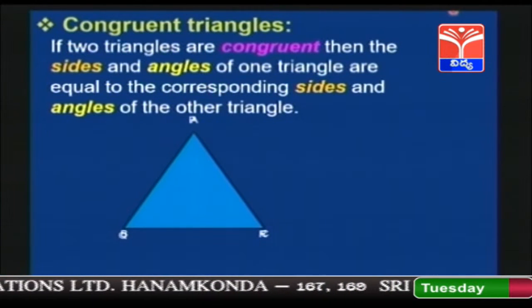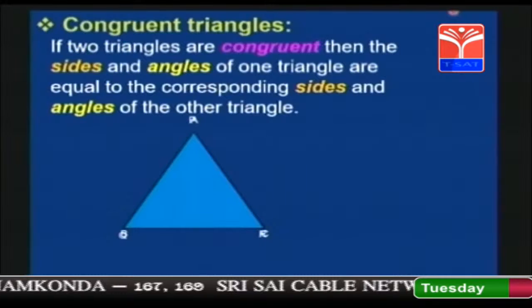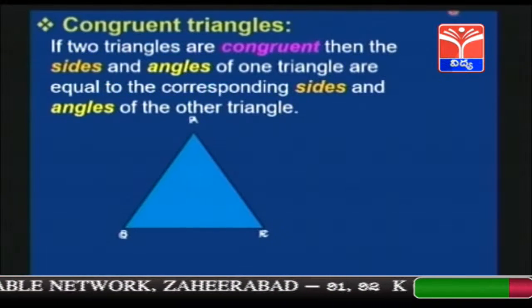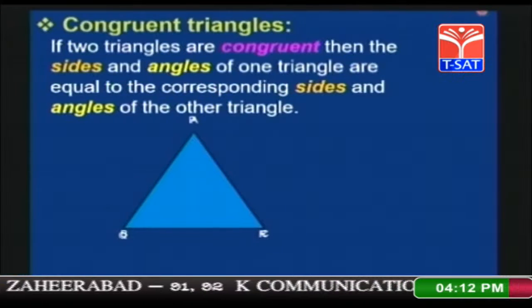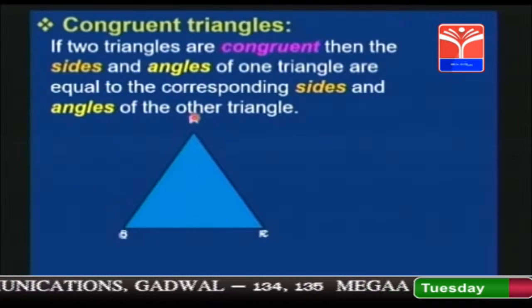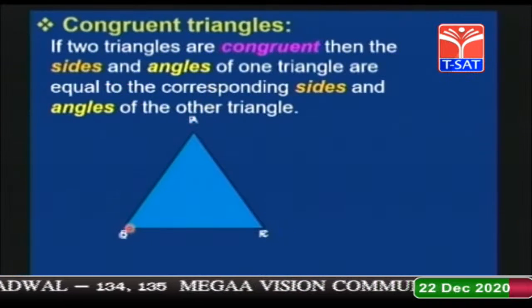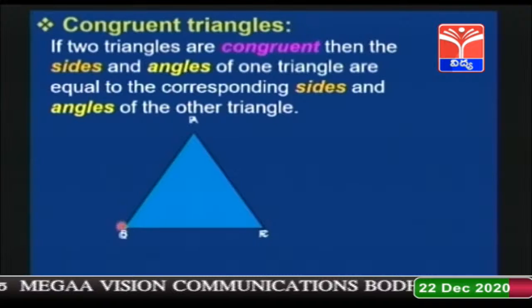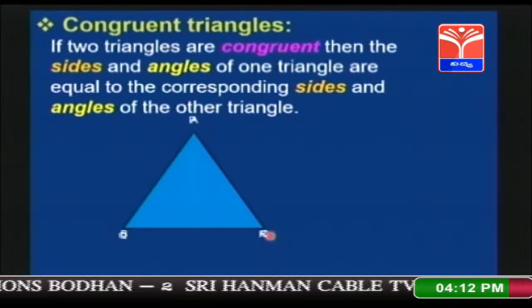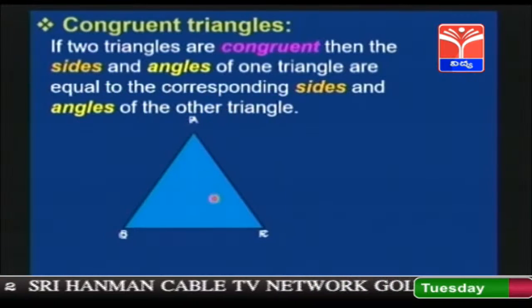Yes, the triangle ABC and the triangle PQR overlap each other exactly. Now we have to observe three things. The first thing, students, observe here: the vertex A is covered by vertex P, the vertex B is covered by vertex Q, and vertex C is covered by vertex R. So the vertices are covered each other.